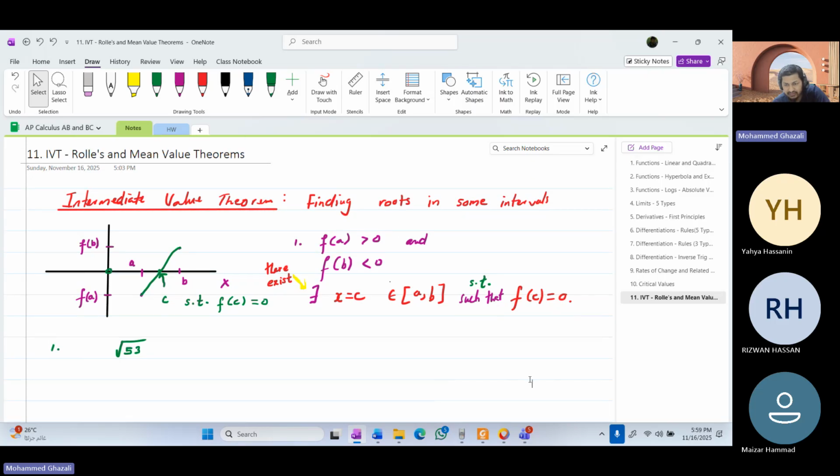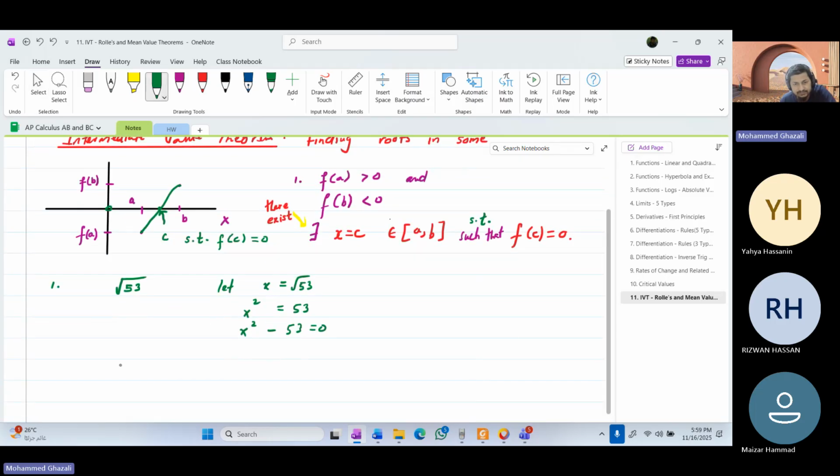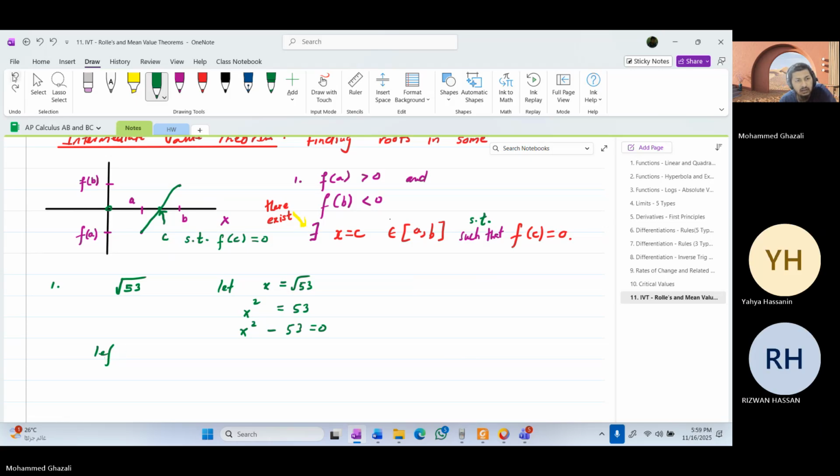So we need to set up a function for the square root of 53. Let x be equal to the square root of 53. We're going to square both sides. We can say x squared is equal to 53. I want to make a function, so we're going to say x squared minus 53 is equal to 0. Are we good so far? Now, let f of x be equal to x squared minus 53.